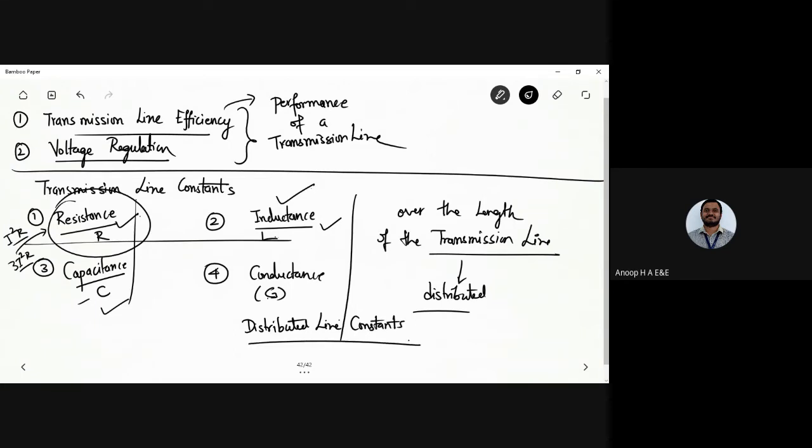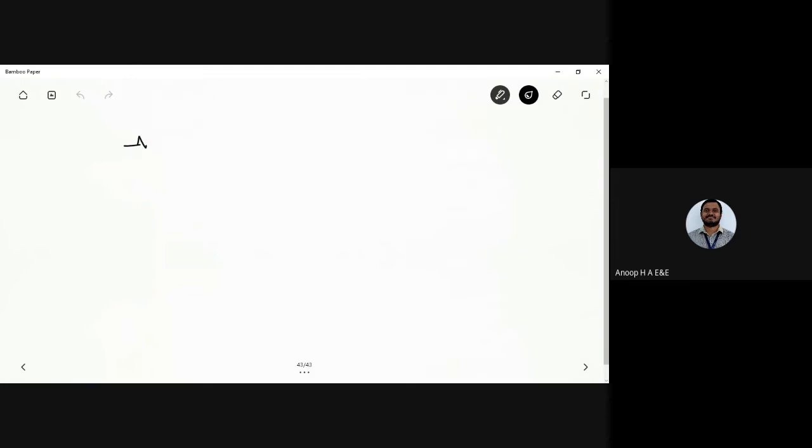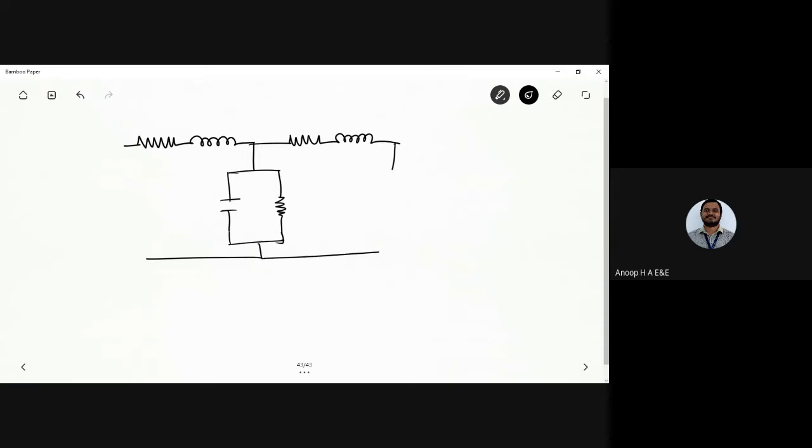Okay, so now how can I represent these distributed line constants? So we have the series elements. I'm just giving you a representation. Series elements where we have resistance and inductance, and then we have the conductance, and we'll be having the capacitance effect. All right, so this is how it has been represented: you have the resistance, then an inductance, and then again the conductance, and then you have the capacitance effect there.